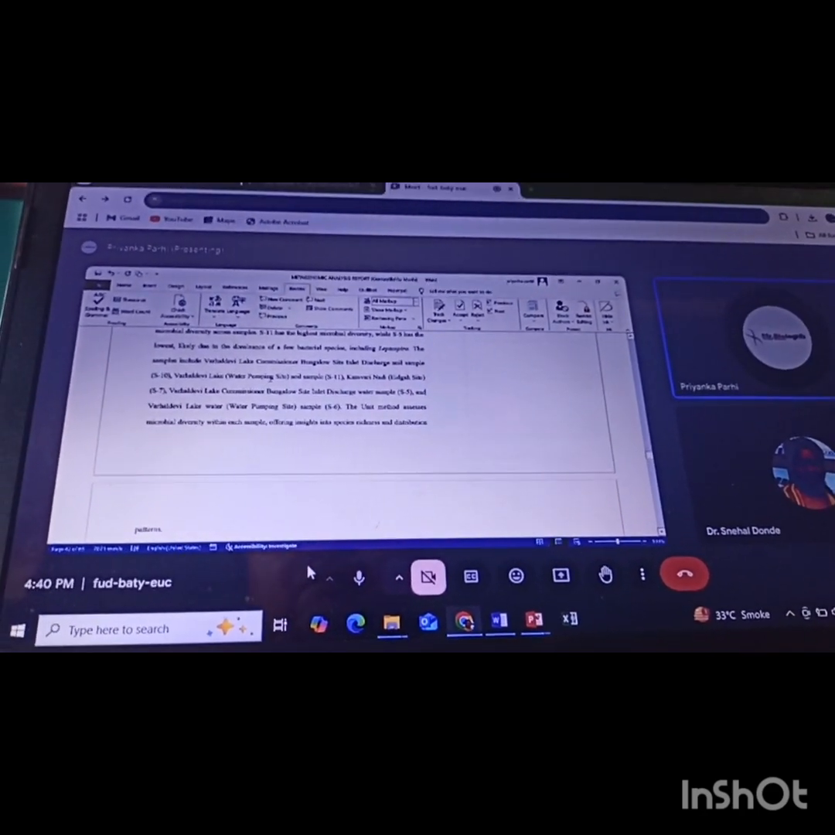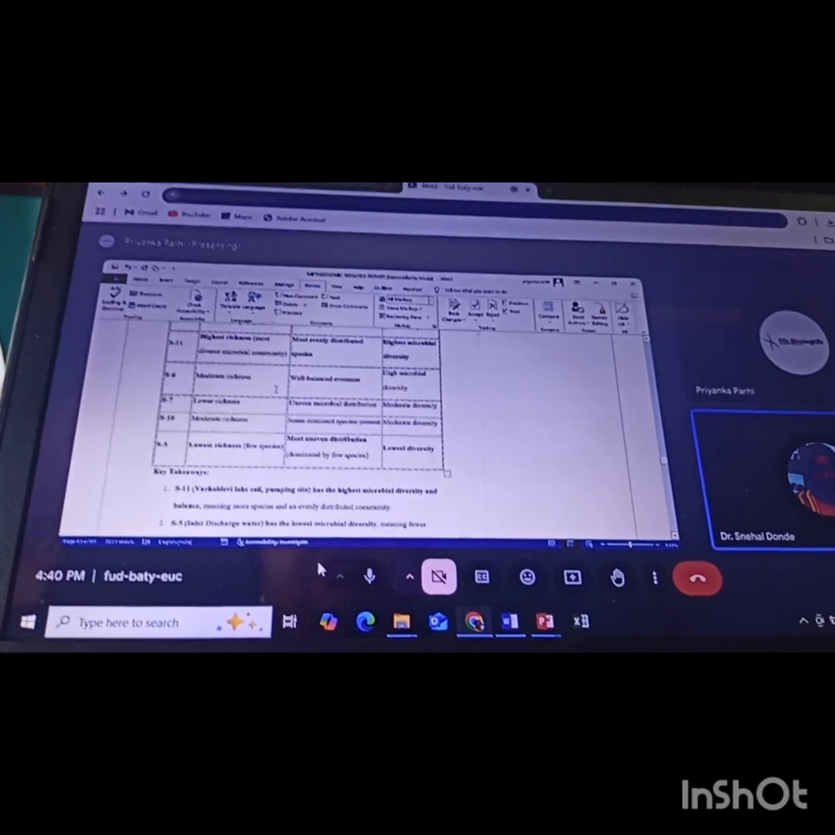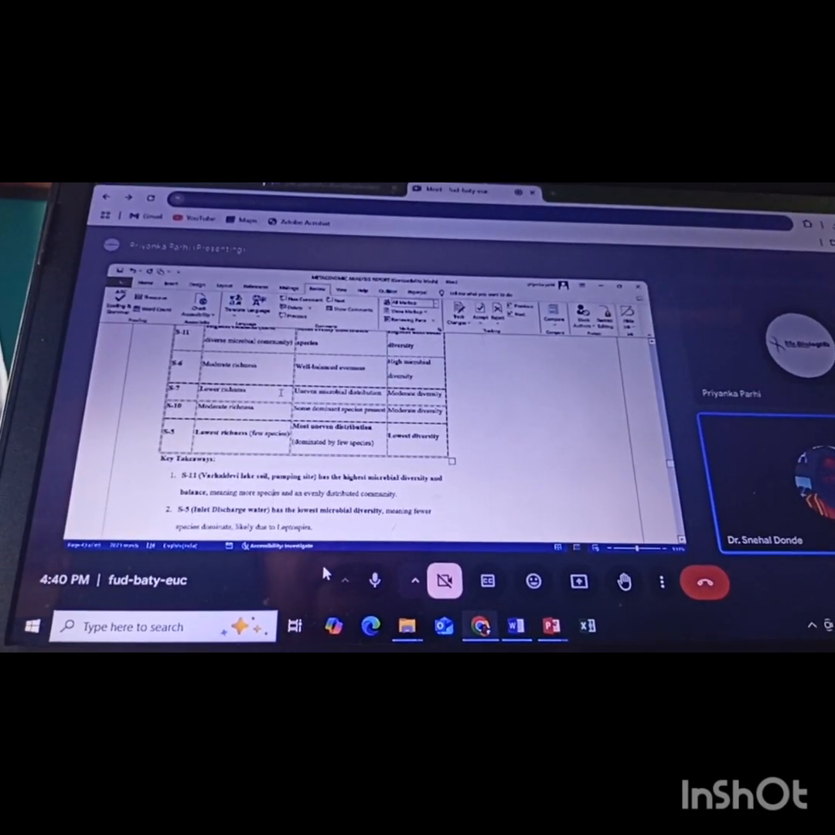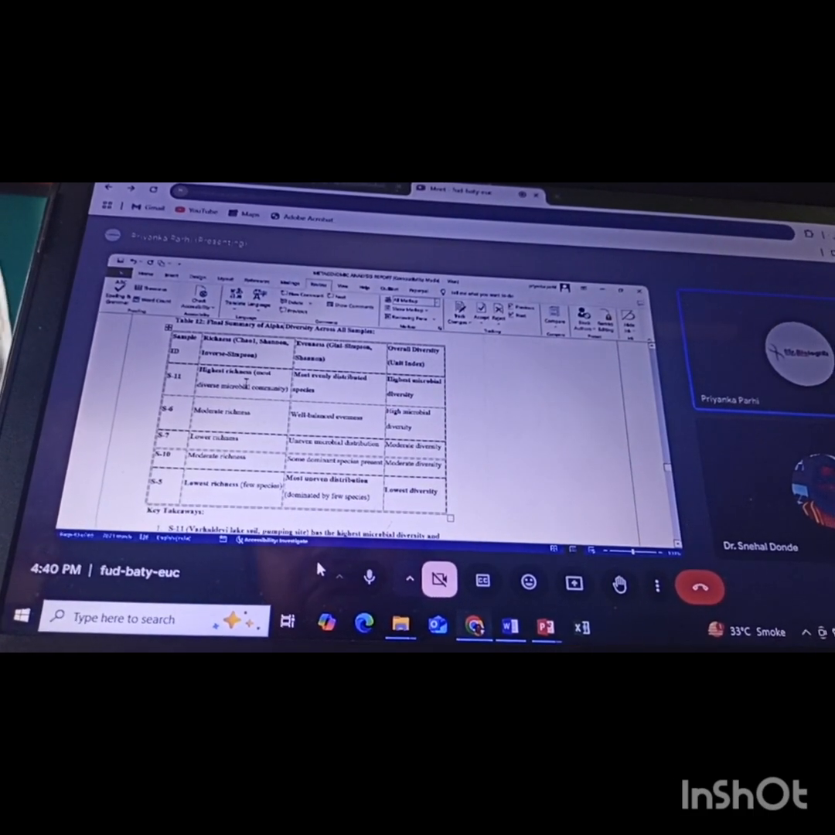The interpretation I have written is not based on the value. It's based on the location and how the pattern looks, because I can interpret patterns very accurately. Let us read the pattern. The final summary of alpha diversity is given as highest richness. But yeah, I get what you want to say.